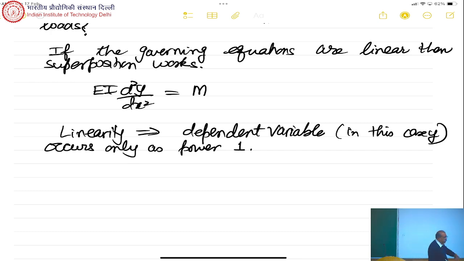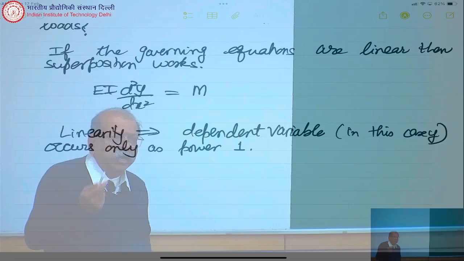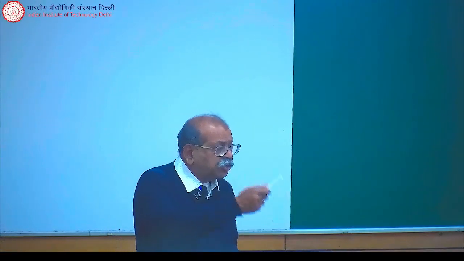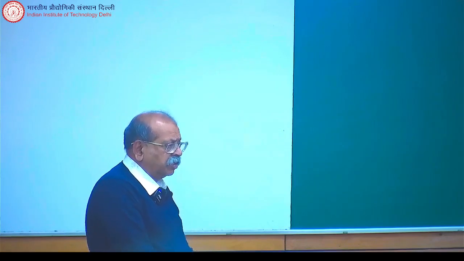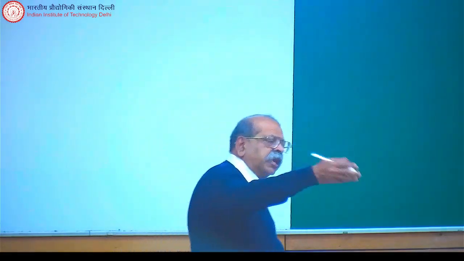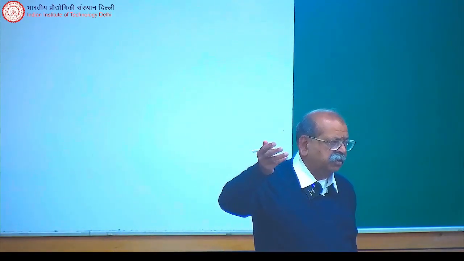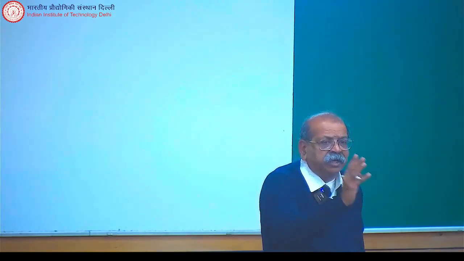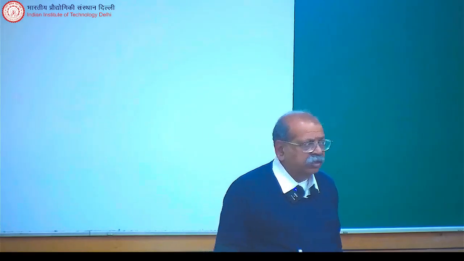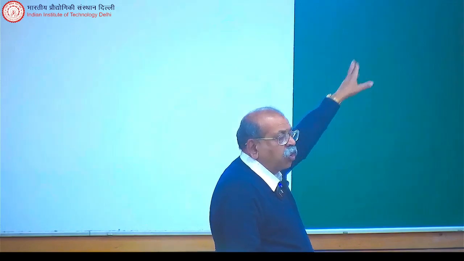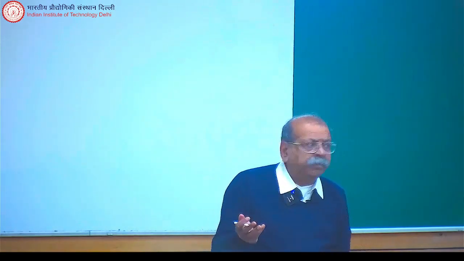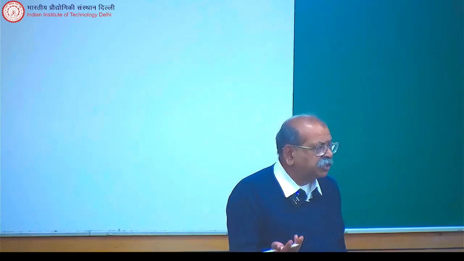The dependent variable, in this case, is y. X is the independent variable. Y depends on x. That should occur as power 1. So, if x comes as x square, x cube, it does not matter. But y should only occur as power 1 in this equation. So, as long as E, I or M do not depend upon y, this equation is linear.